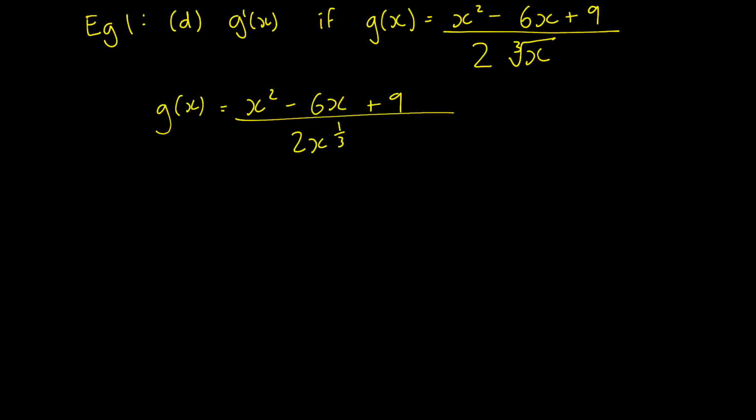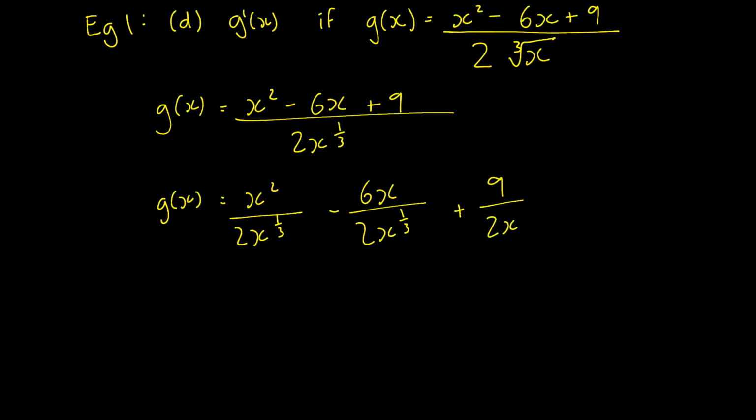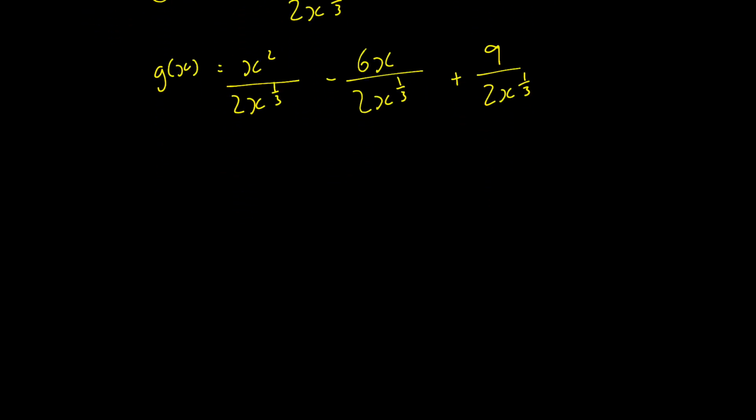All right, and then in our second step, we can actually split this fraction up so that we can make it easier to derive. So we have x squared over 2x to the third minus 6x over 2x to the third plus 9 over 2x to the third. All right, so now let's tidy up each of these fractions.